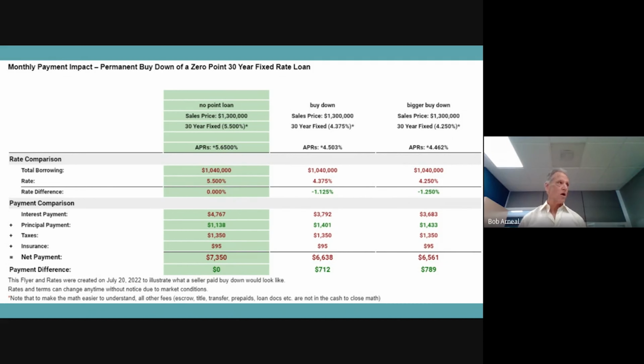And I hate to sound or quote a used car salesman, but a famous used car salesman once said, people don't buy the loan, they buy the payment. Well, this is an example. If you have a client that needs the lower payment in order to get to the finish line, this is what a permanent buy down is all about. So now we're going to go to the next slide.